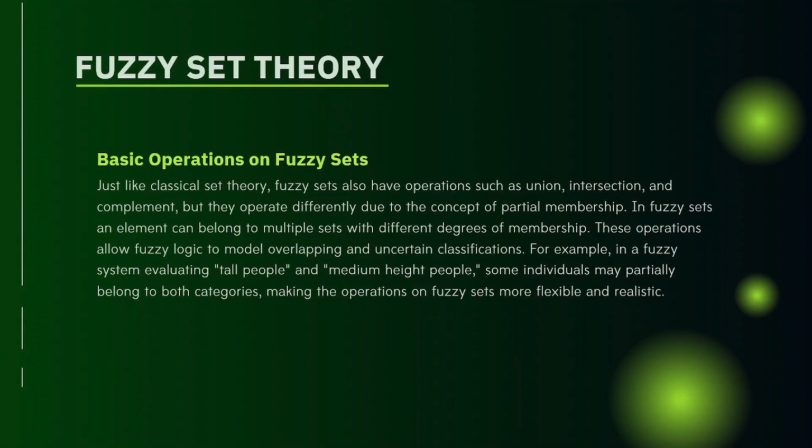Fuzzy set theory. Basic operations on fuzzy sets. Just like classical set theory, fuzzy sets also have operations such as union, intersection, and complement. There are also a lot of other operations, but we're going to stick to these three because they are the most essential and the most used in our language and in every system.